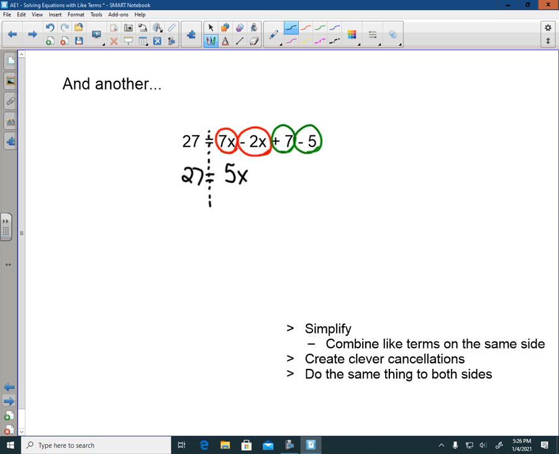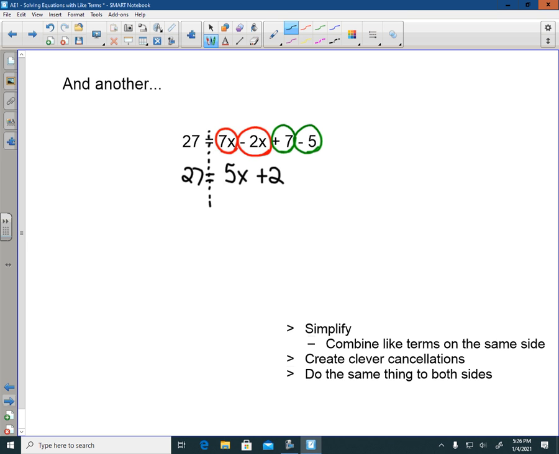And then we have 7 minus 5, which is 2. A positive 7 minus 5 is a positive 2. And so there you go, we have combined like terms. And now we're going to start creating clever cancellations because we can't combine like terms anymore.